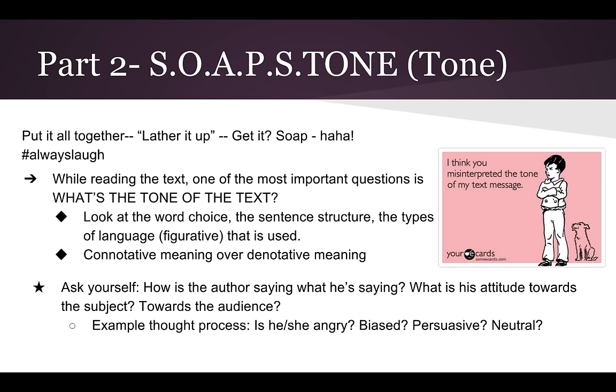Ask yourself, how is the author saying what he's saying? What is his attitude towards the subject and towards the audience? Example thought process. Is the speaker angry, biased, persuasive, or is he neutral? Now, we're not saying neutral, but neutral as in the speaker does not state a position, however, shows both sides of the issue by using connotative words that balance the topic. So something like that. But yeah, that's the tone.